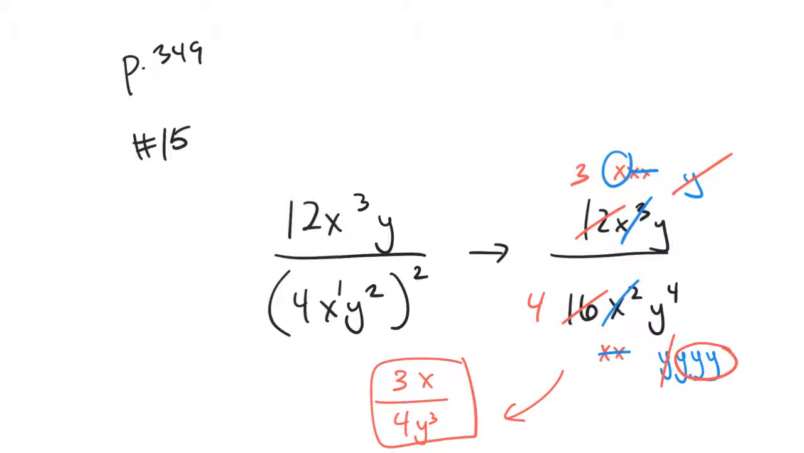Okay, look at what I'm left with. I'm left with this 3 here. This x is left behind, nothing else is there. This y was canceled, so just 3x. And then the bottom I have the 4. These x's canceled with these 2. One of these y's canceled, leaving me with 3 from the bottom. That's y cubed. Yeah? Questions on this type of problem?